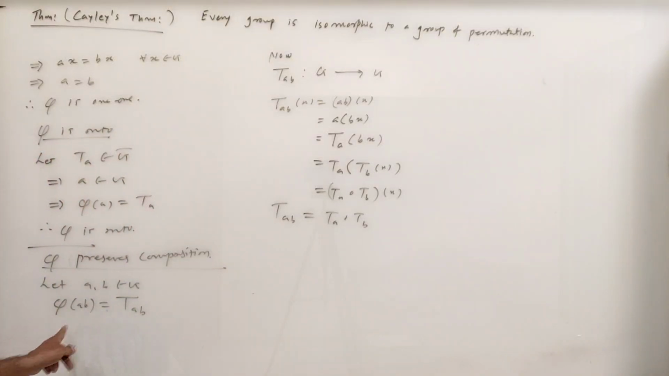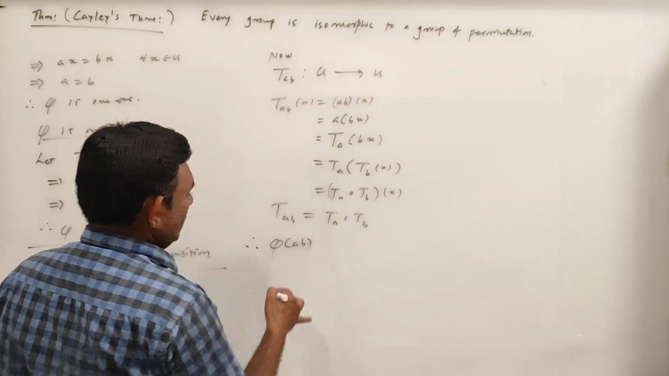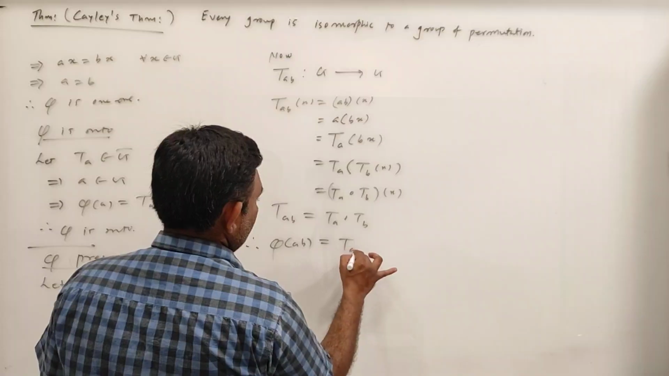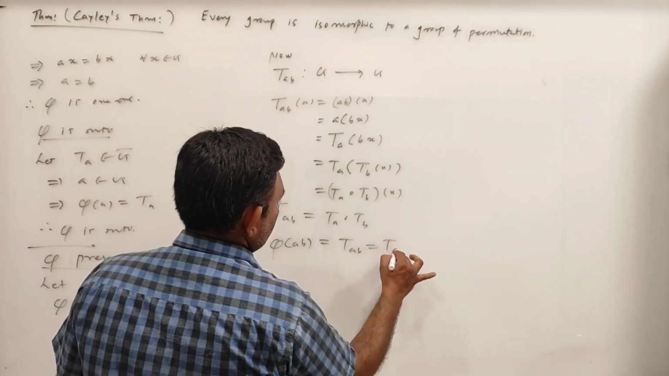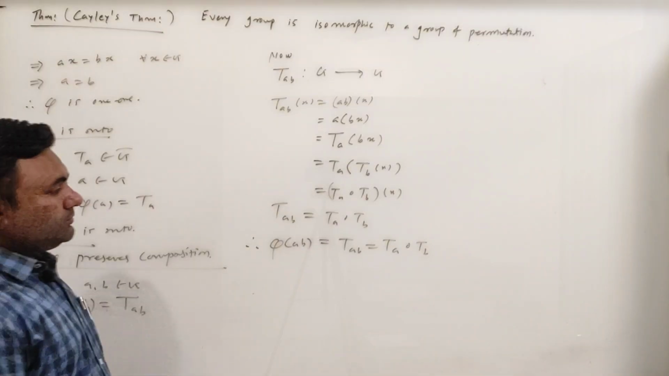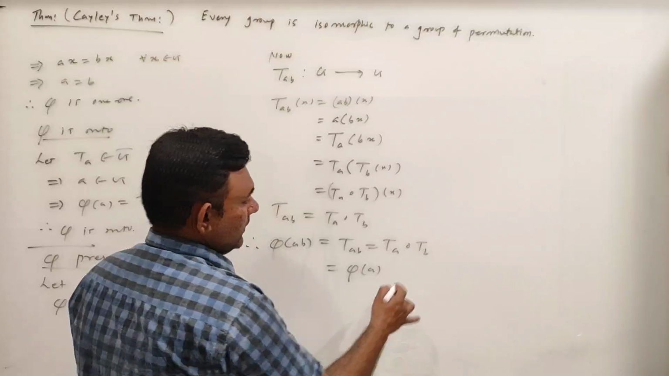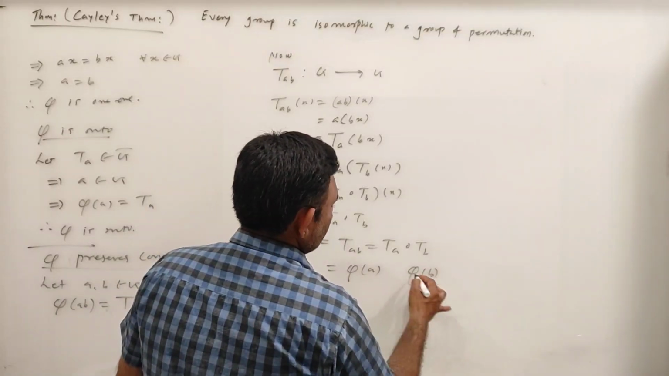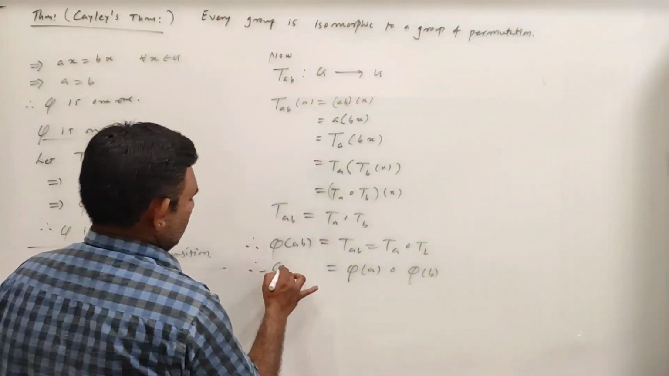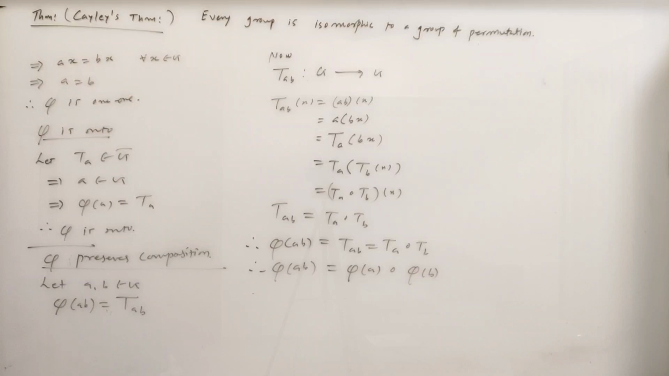But what is T_AB? So therefore this is phi of AB is equal to this T_AB, but T_AB is what? T_A composition T_B. But T_A is what? It is phi A. T_B is what? It is phi B, and the circle is the composition of functions. So therefore phi of AB is equal to phi A composed with phi B.